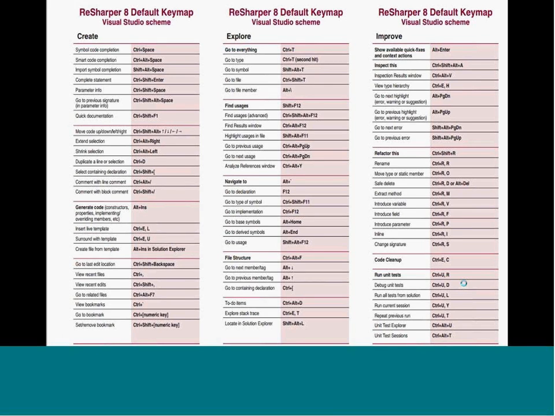This key map, there are two key maps as I mentioned. One is the Visual Studio scheme and the other one is the IDE scheme. So this is the Visual Studio scheme, and here they have divided various capabilities of Resharper into three different segments: create, explore, and improve. And then you can see various shortcuts.